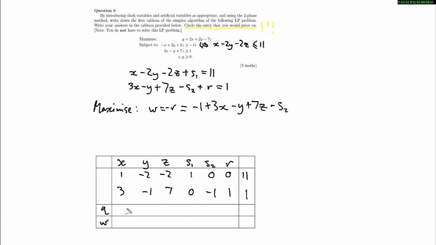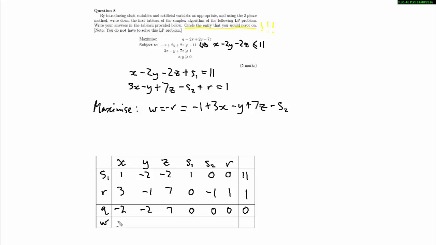Okay, now for our Q row, we need to look up here for our Q objective function. So we have the corresponding values -2, -2, 7, and then 0 for the remaining entries. Okay, so let's quickly have a look at what our basic variables are. So for the top row, we have S1 is our basic variable, and R for our second row. So I do that first, just so it's easy for us to fill in our W row down here, as W is equal to -R.